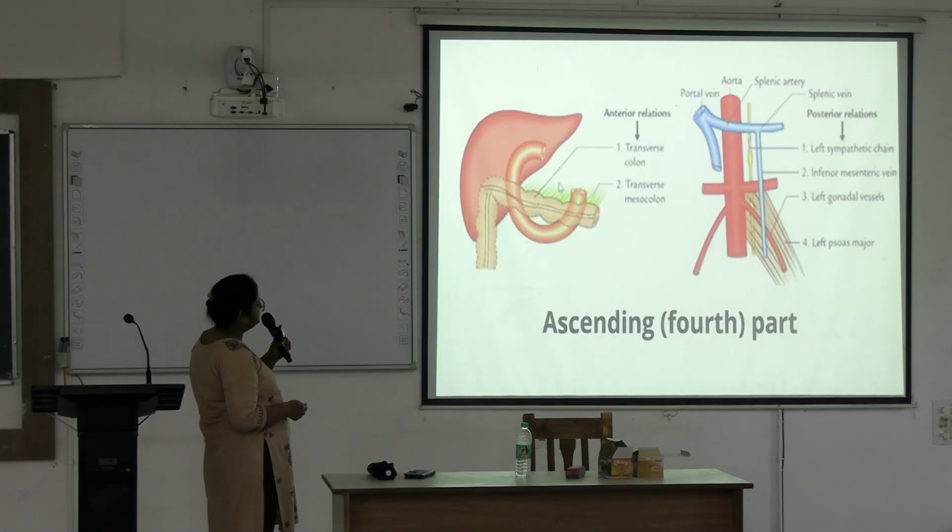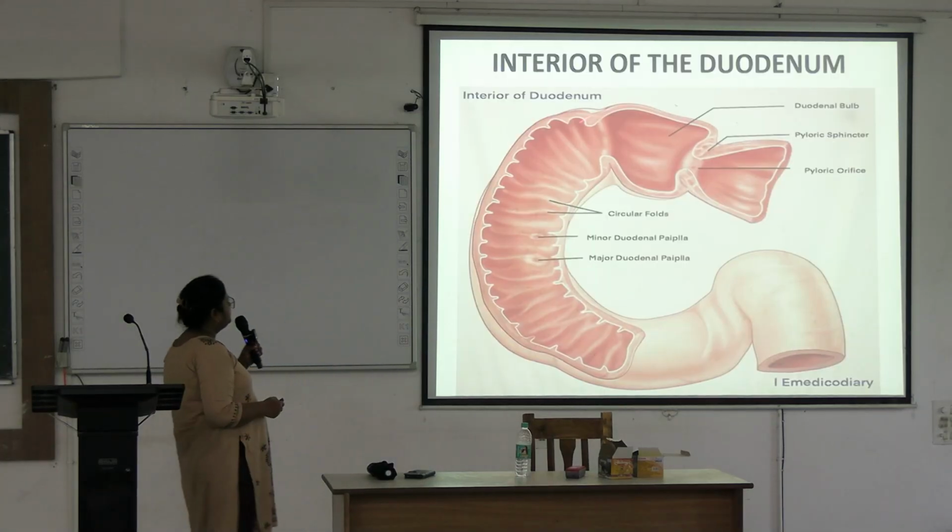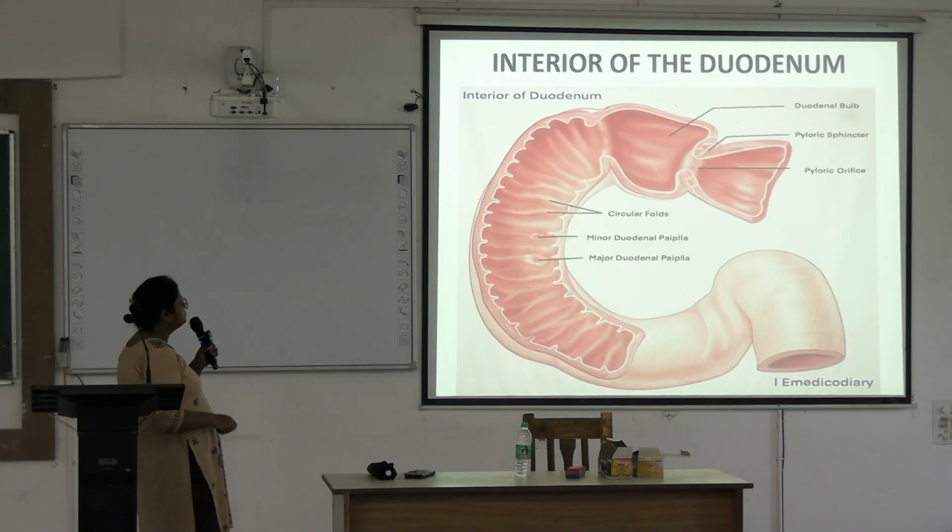Here, this part is the fourth part of the duodenum, and these are the relations. Transverse colon and mesocolon, anterior relation; posterior relation, left sympathetic chain, inferior mesenteric vein, left gonadal vessels, and left psoas major. Okay, this is the interior of the duodenum that has been shown.